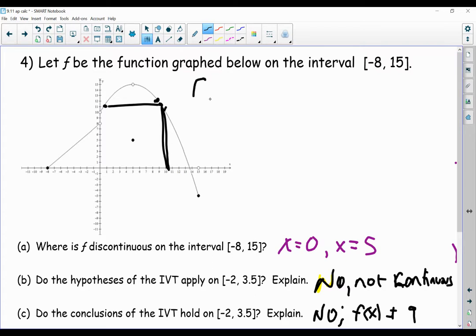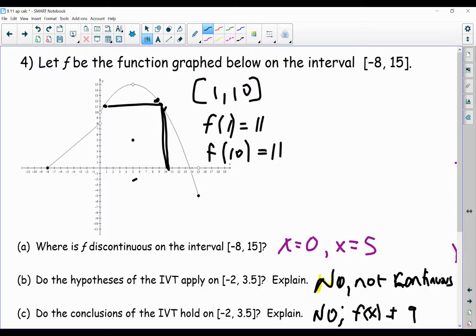If I go from 1 to 10, the hypothesis fails because it's discontinuous at 5. But if I look at what f of 1 is, 11, and f of 10 is 11, do all the points between 11 and 11 exist on that closed domain? Yes, because they're at the endpoints. All we can say is that between 1 and 10 there has to be a point with a height of 11. Is there a point with a height of 11? Yeah, at 1 and 10. So that's another one where it could work.